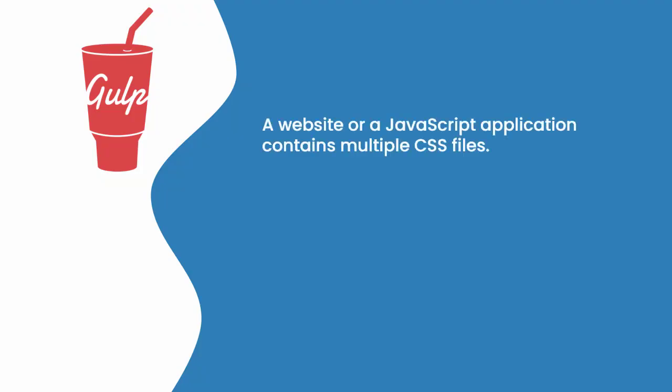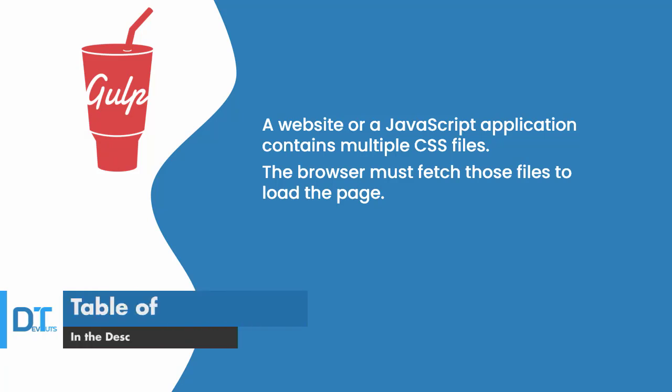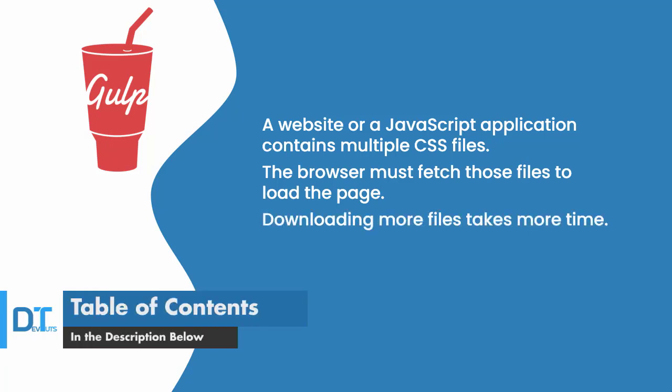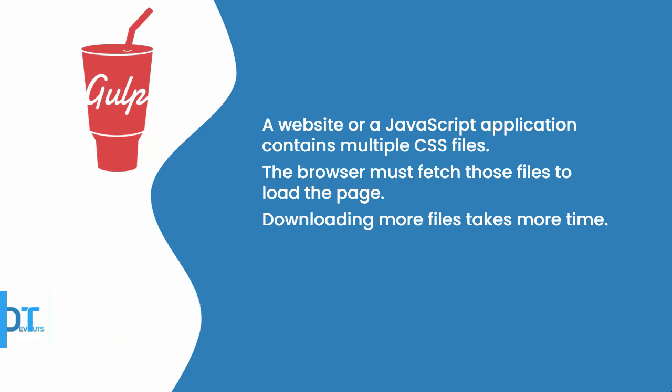In most cases, a website or a JavaScript application contains many CSS files, and the browser must fetch those files from the server to completely load the page. Downloading more files takes more time as the browser has to send more HTTP requests. Additionally, all CSS files are render blocking, which means that the more CSS files a page depends on, the more time it takes to render the page.